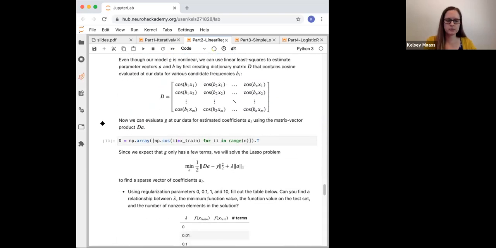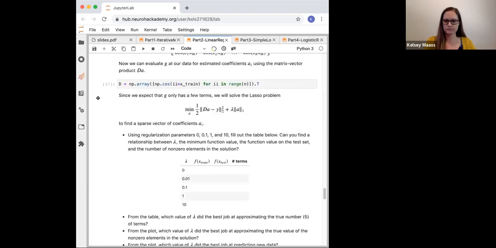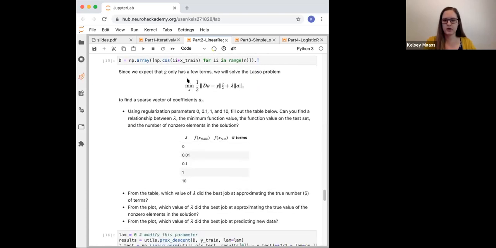To set up this problem, we first create a dictionary matrix that contains our training points evaluated at a bunch of candidate terms, where we have a bunch of frequencies that we think might be good values. And then our goal is to solve for the coefficients. So we will set up this lasso problem where we have our dictionary matrix, our coefficient vector A that we want to estimate, and then we will use the L1 norm for regularization so that we promote sparsity in the A vector.